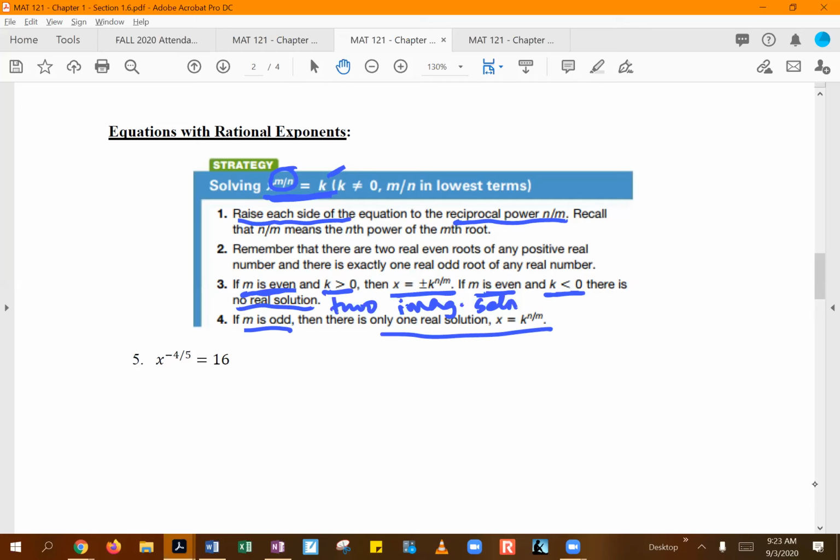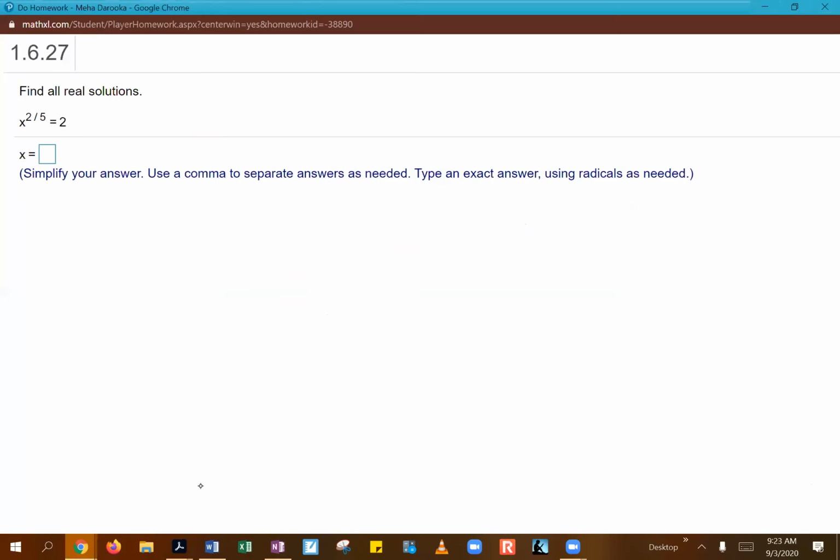Now, they're telling us here in step 2, remember that there are 2 real even roots for any positive real number, and there is exactly one real odd root for any real number. So just remembering what type of solutions you can come up with. Let's take a look at how we go about solving something like this.